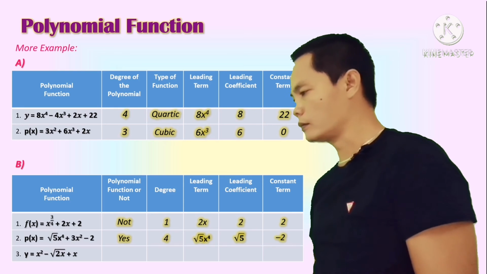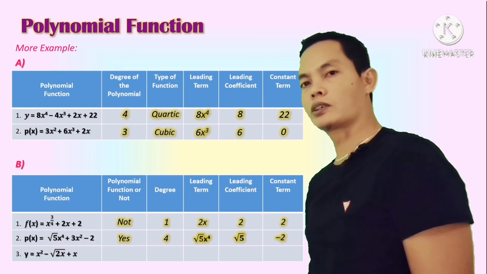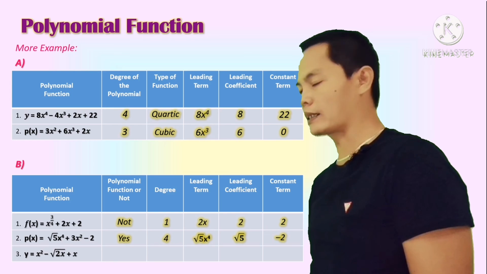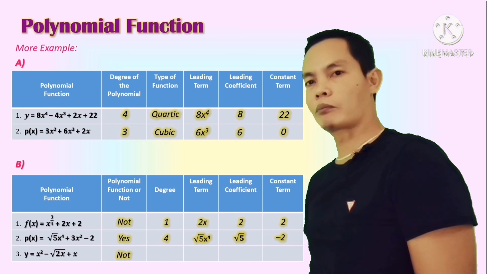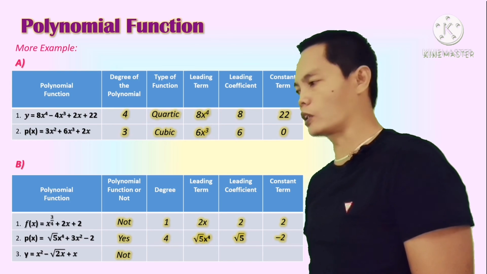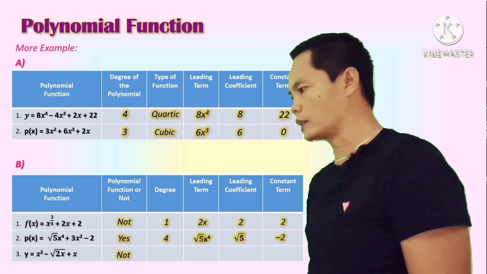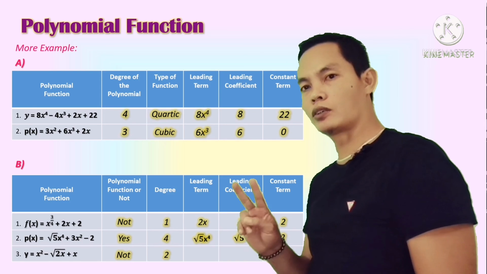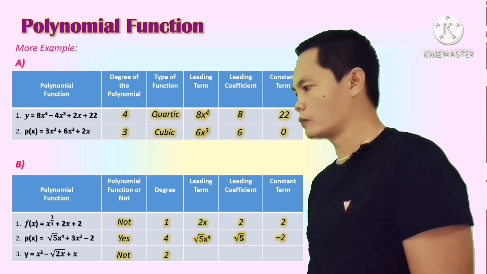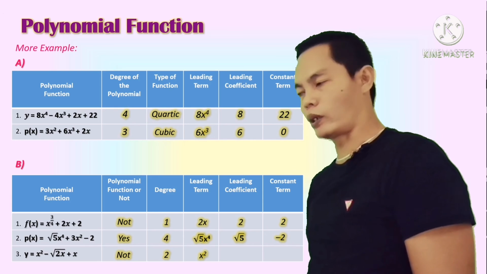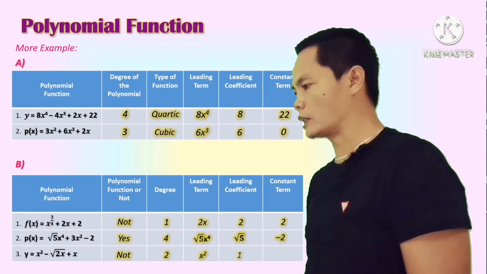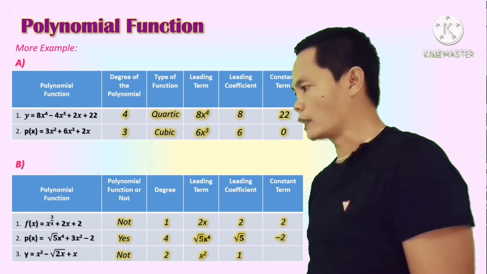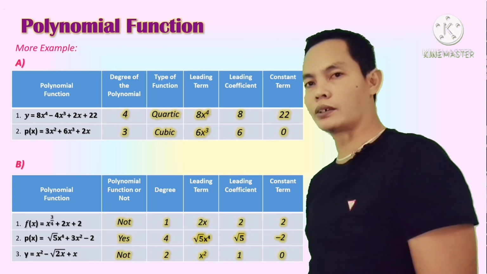Example number 3. X squared minus square root of 2x plus x. So this example is not considered a polynomial. We can determine the degree. The degree here is 2, the leading term is x squared, the leading coefficient is 1, and the constant term is 0.